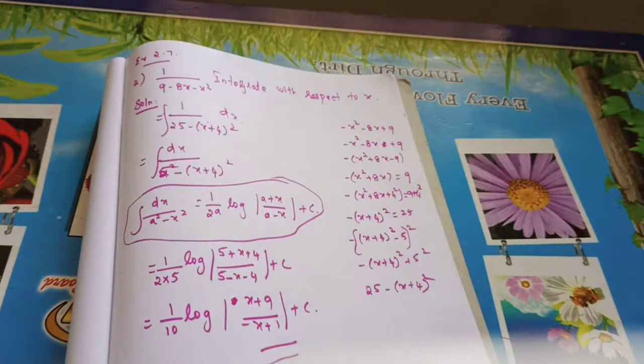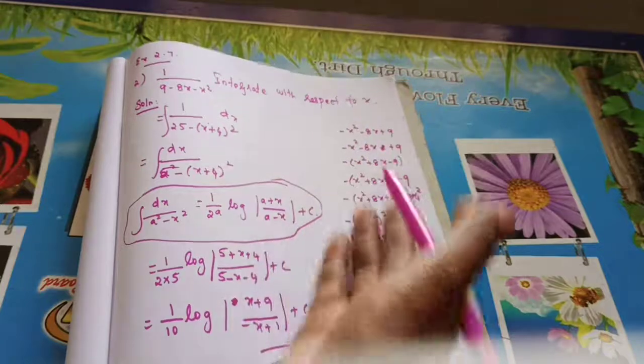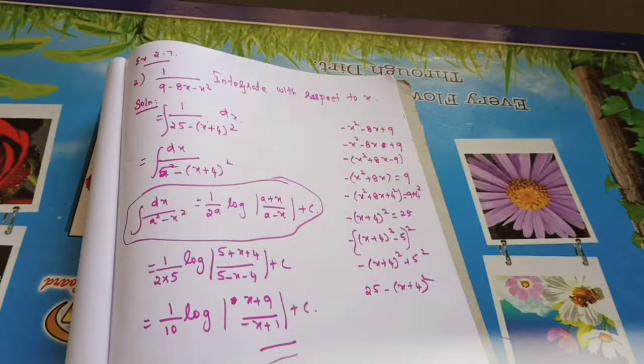Understand, children? We have completed many problems like this, very easy, but here you will get somewhat of a confusion, because of that I did it. So problem number 1 is completed, problem number 2 also we have completed. One more question we will do today, problem number 3.